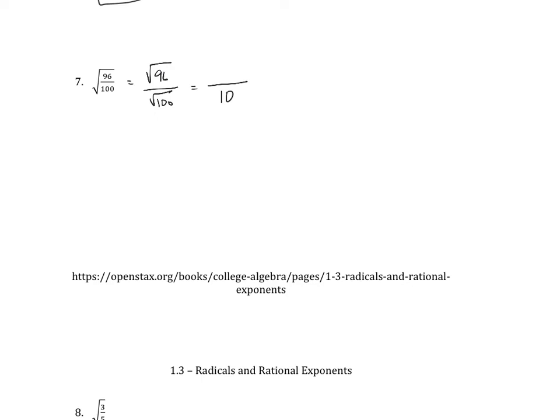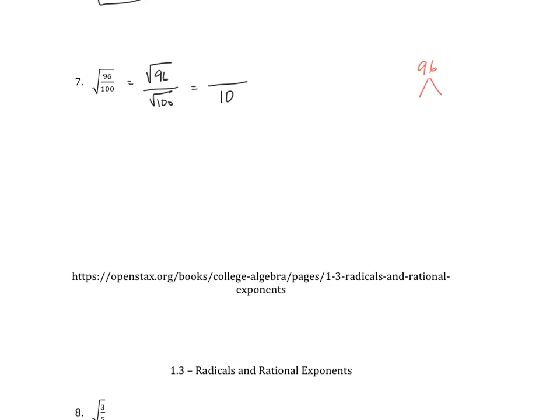96, we need to make a factor tree. And some of you will have a calculator that will do this. So if you have a calculator that simplifies your radicals for you, great, you can use that. But if you don't, then you need to know how to do it. Your calculator is not going to be able to simplify radicals with variables in it. So you will have to know how to do that.